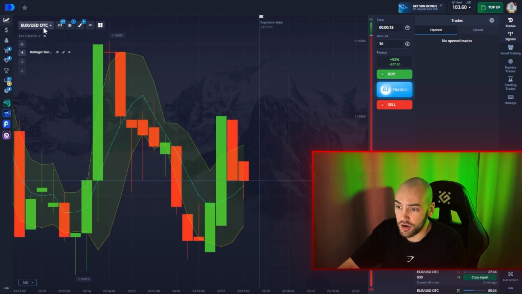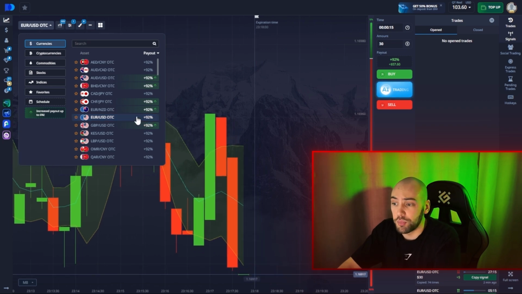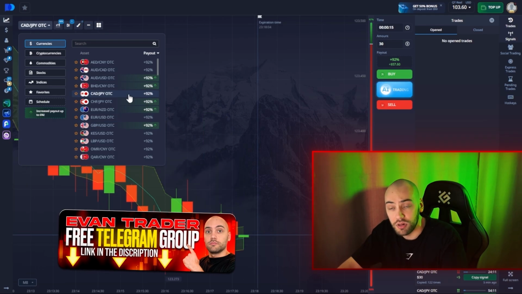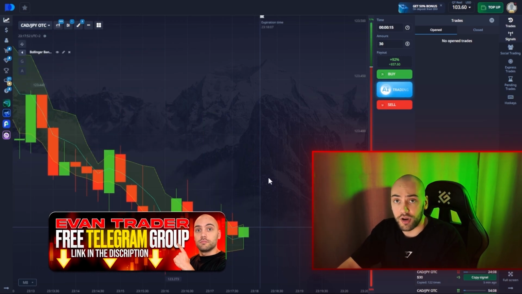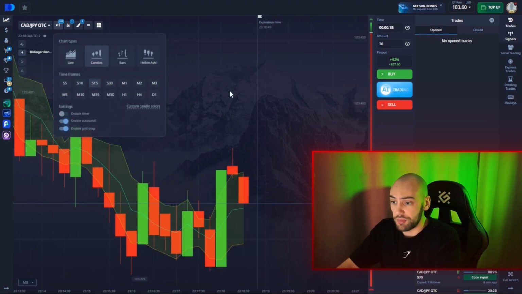Now I'm gonna switch to another currency pair and let's see how it behaves. Remember, for selecting currency pairs, it's important that the payout is above 80%, as this indicates more stable and good trading pairs. I chose the Canadian dollar and Japanese yen.